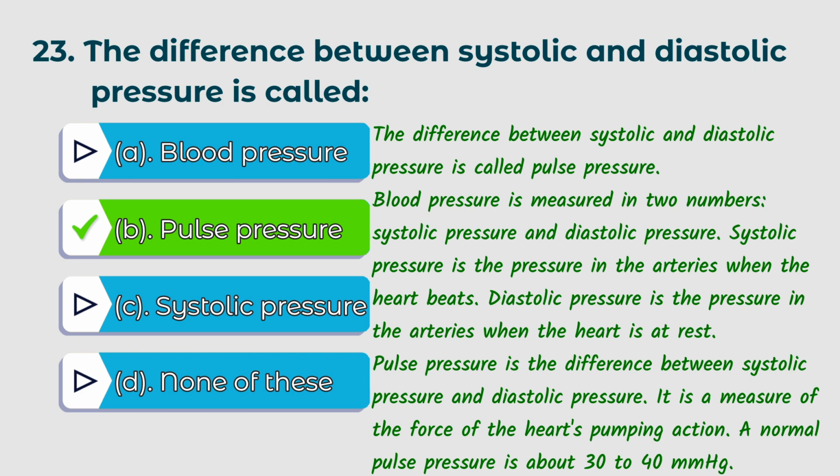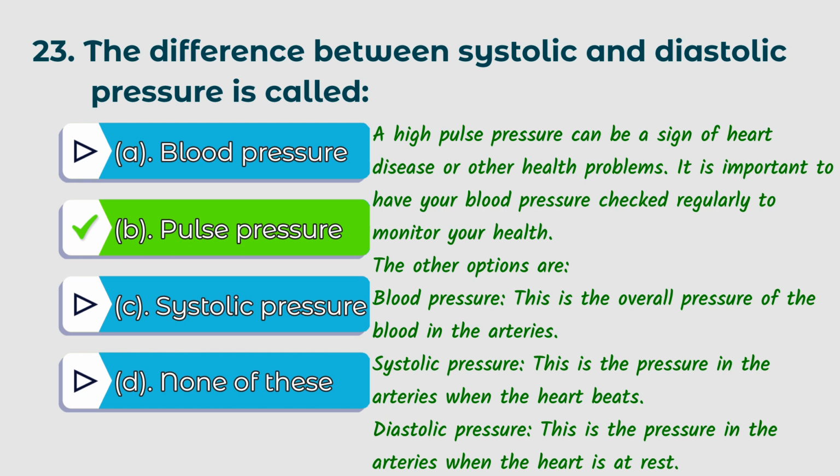Blood pressure is measured in two numbers, systolic pressure and diastolic pressure. Systolic pressure is the pressure in the arteries when the heart beats. Diastolic pressure is the pressure in the arteries when the heart is at rest. Pulse pressure is the difference between systolic pressure and diastolic pressure. It is a measure of the force of the heart's pumping action. A normal pulse pressure is about 30 to 40 millimeters of mercury. A high pulse pressure can be a sign of heart disease or other health problems. It is important to have your blood pressure checked regularly to monitor your health.